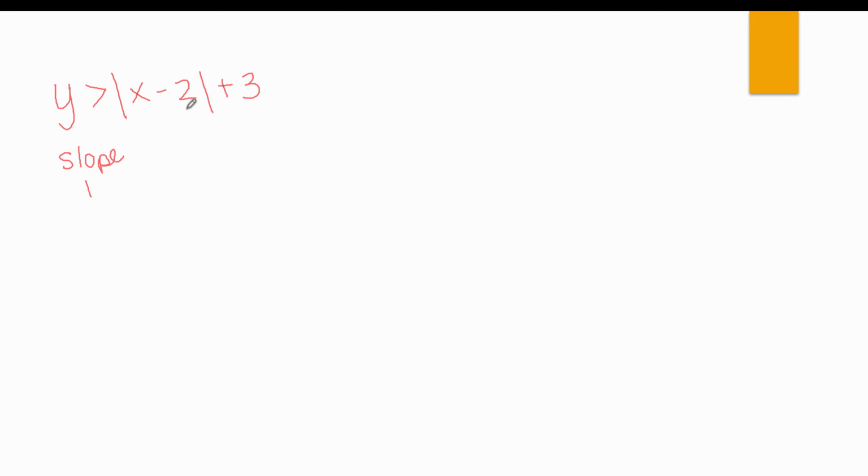Okay, now I'm looking on the inside. Since it's minus 2, that means I'm moving 2 units to the right. Okay, now I'm moving to the end. It's plus 3, which means I'm going up 3 units. Okay, keep in mind, this here is your vertex.